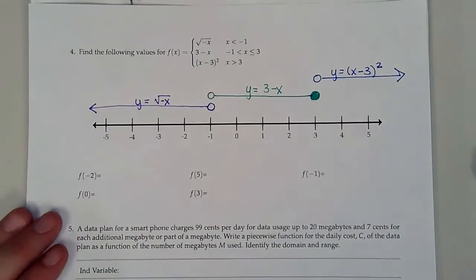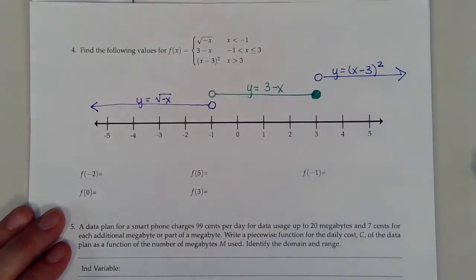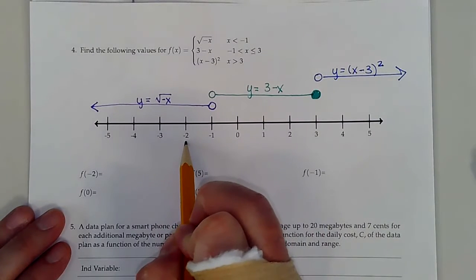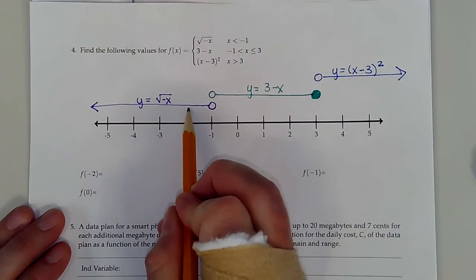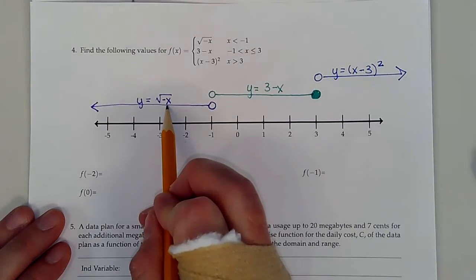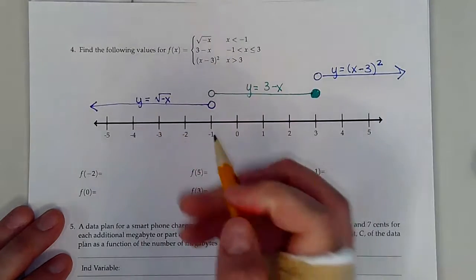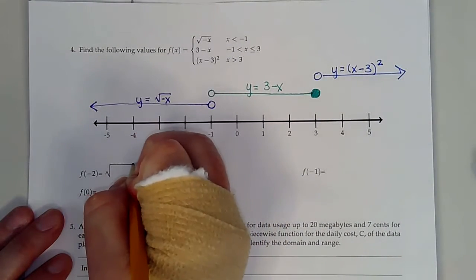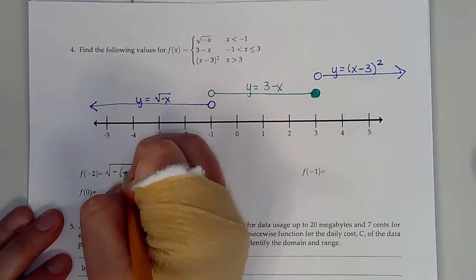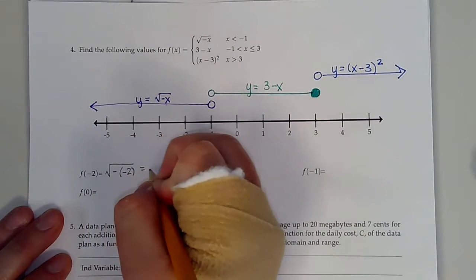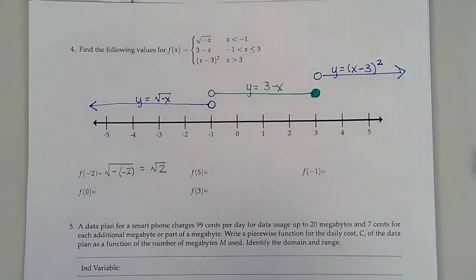And then let's evaluate these. So f of -2. Here is x is equal to -2. And it shows me that I'm using this purple function here, this y is equal to the square root of -x. So this is the square root of -(-2), which is the square root of 2. And it's totally fine to leave your answer just like that and not get a decimal, that's fine.